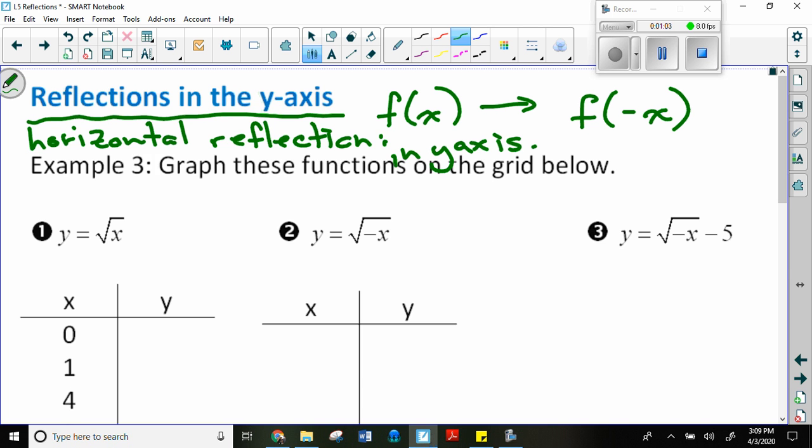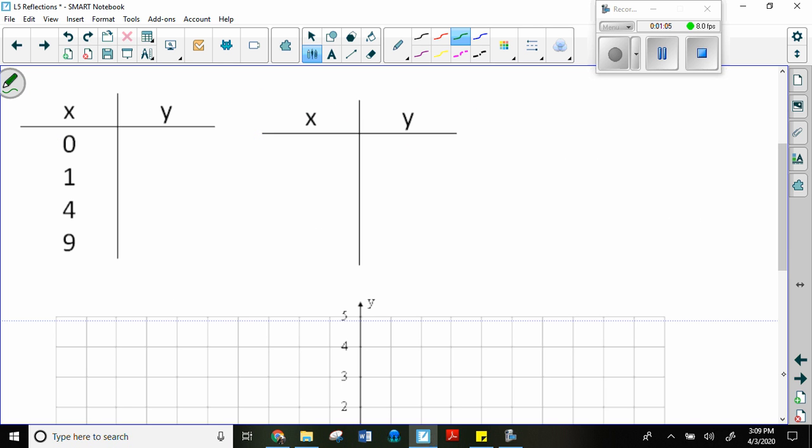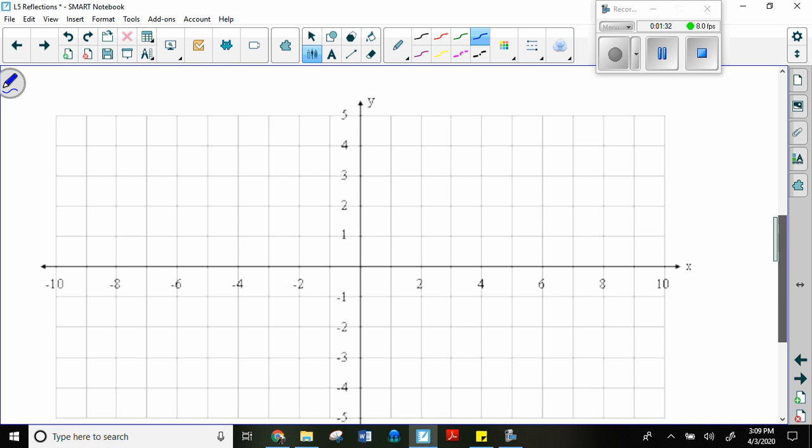Okay. So this is our base graph, square root relationship. Square root of 0, 0. Square root of 1, 1. Square root of 4 is 2. Awesome. Okay. So let's go graph that base graph.